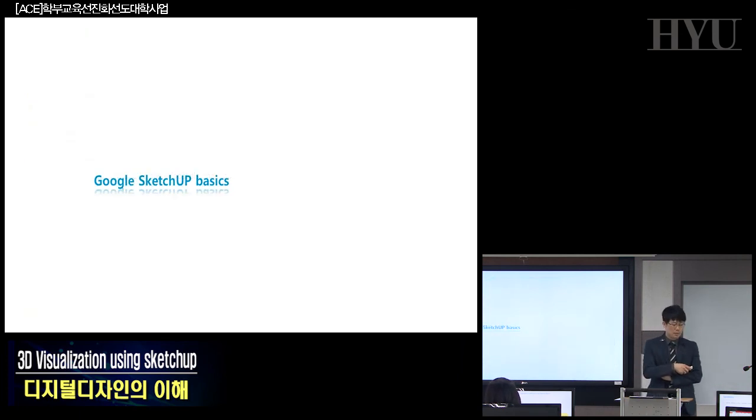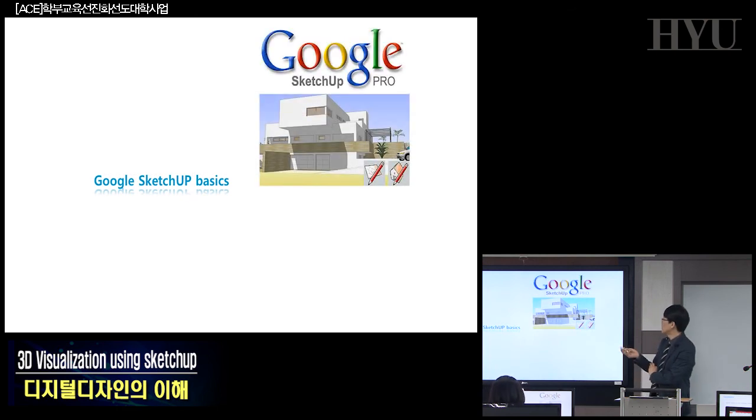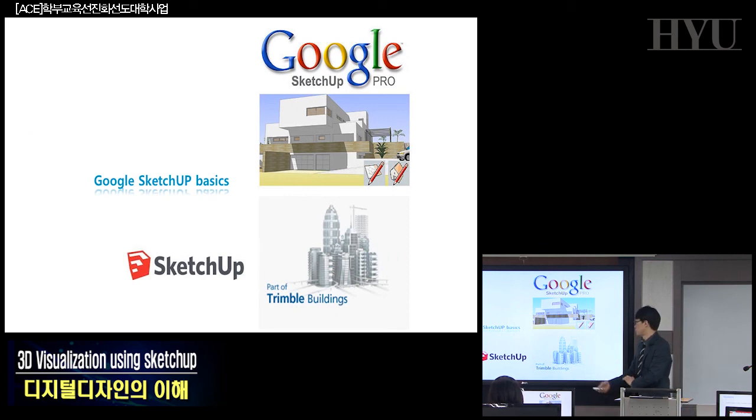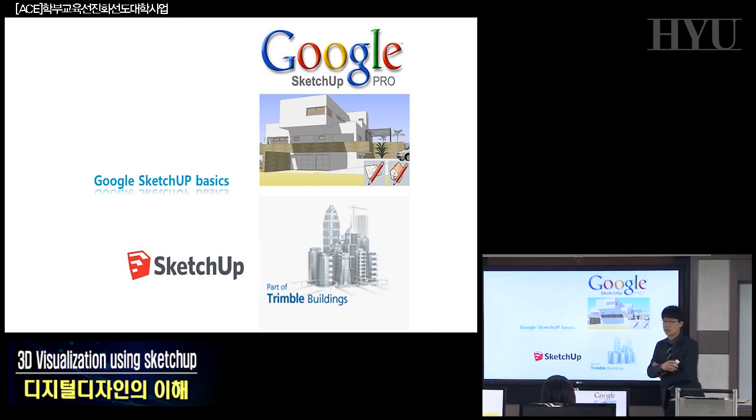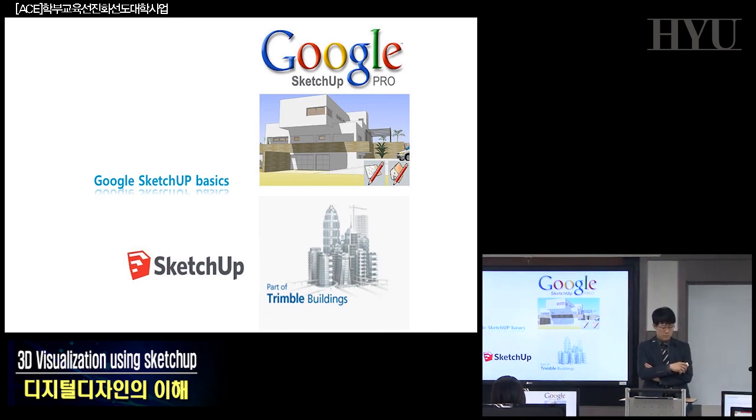Let's take a look at some basics about SketchUp. Actually, Google sold SketchUp to Trimble software, Trimble Buildings. So nowadays, SketchUp is not Google SketchUp any longer, actually. So this is kind of the new logo of SketchUp, but formerly, the Google SketchUp logo was over there.